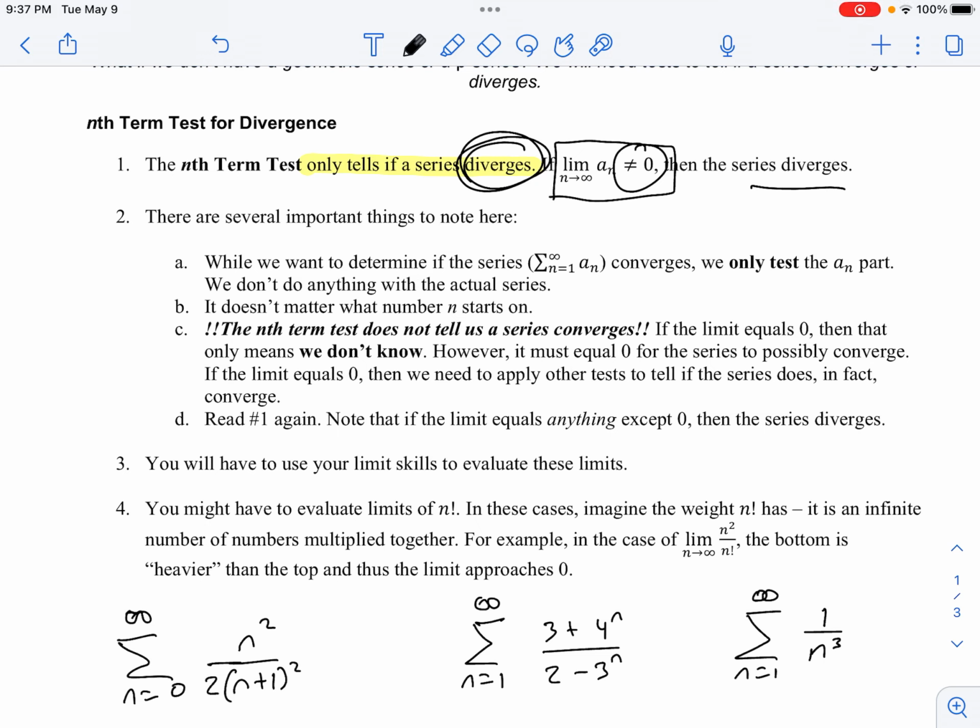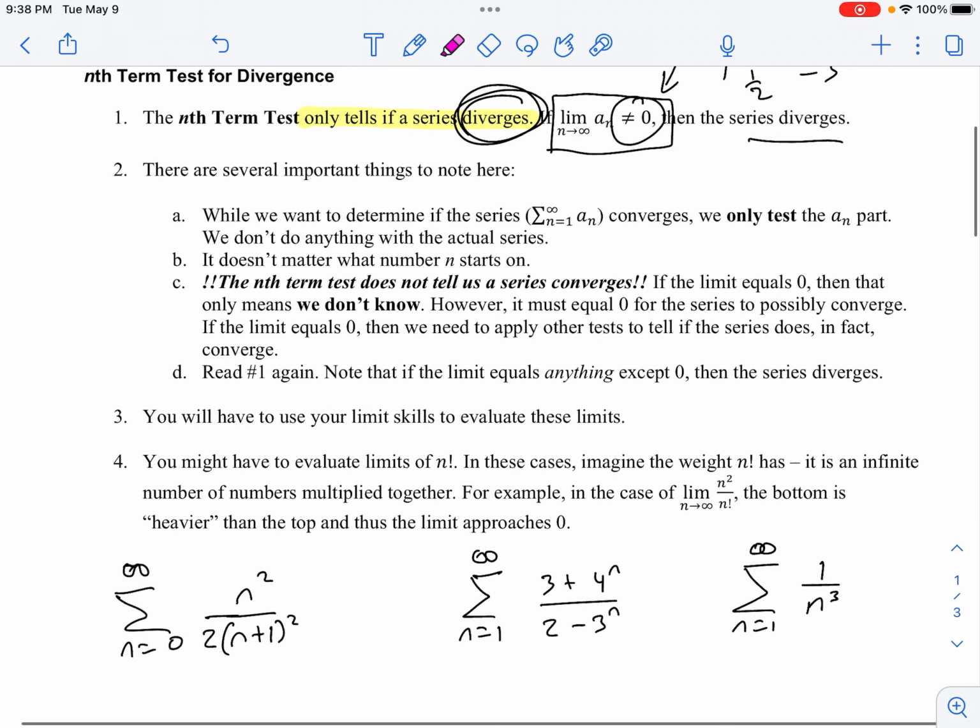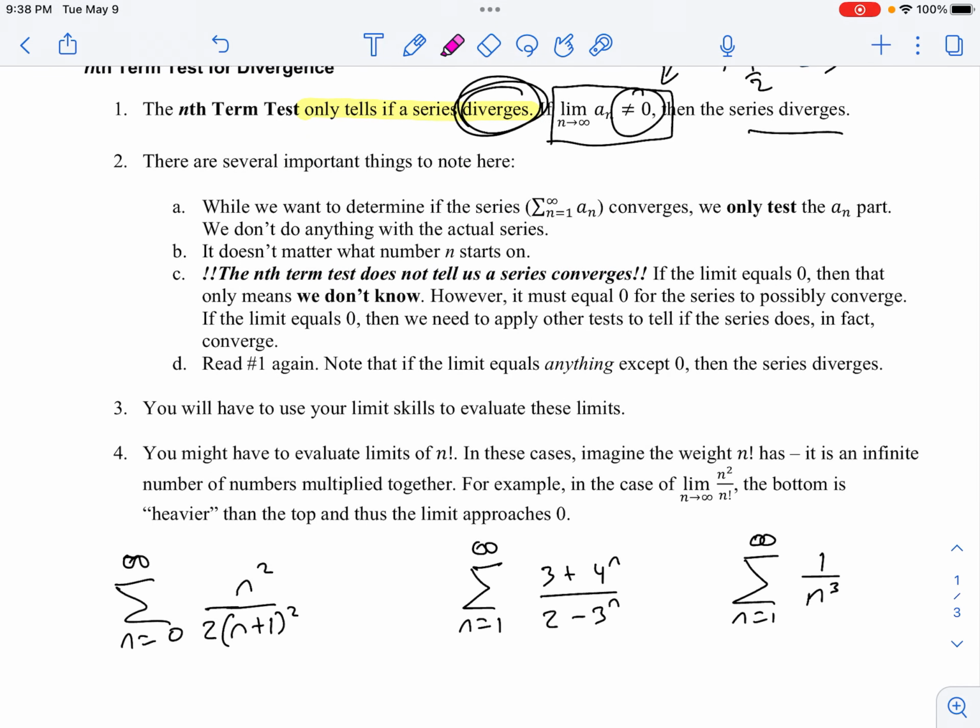Now, what does that mean? That means that if we take the limit of the function part and we get positive 1, it diverges. If we get positive 1,000, it diverges. If we get 1/2, it diverges. If we get negative 3, it diverges. Any number except for 0 tells us the series diverges. Now, there are some things you're going to wonder or encounter, so let's talk about a few important things here. While we are determining if the series converges or diverges, we're only testing the a sub n part. We don't actually do anything with the summation symbol, the n equals 1, the infinity, nothing like that.